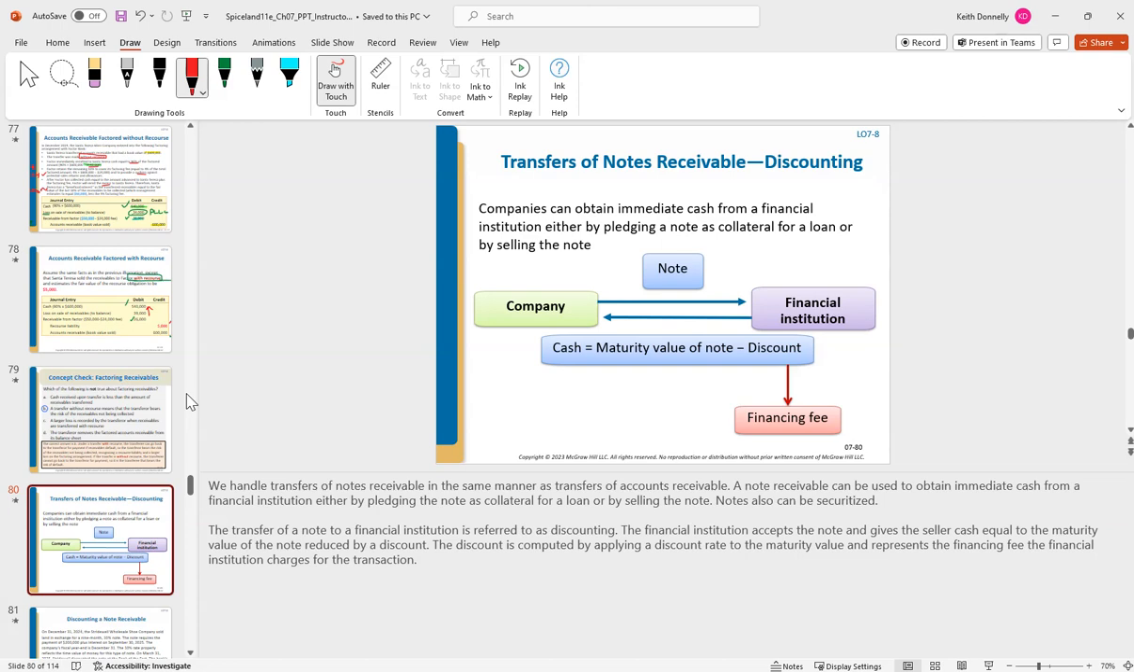Finally here, transfer of note receivables. Then we'll talk a little bit about a bank recon. They do so much in these chapters, so I'm trying to keep it reasonable for you here. What's going on with this transfer of note receivables?